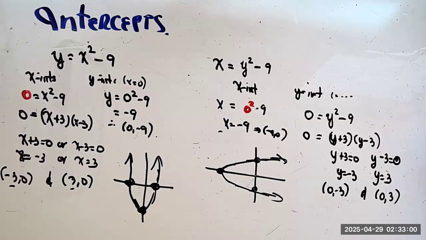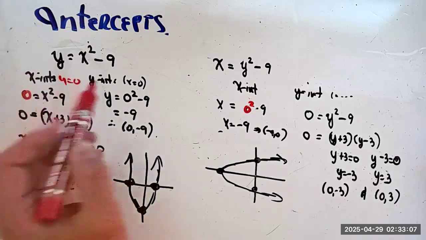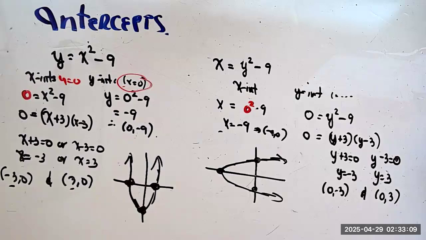So if you notice, folks, it's always the same. How do I find the x-intercept? We always make y equals 0. The y-intercept, we make x equals 0.